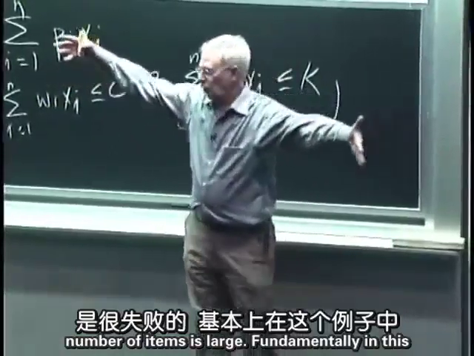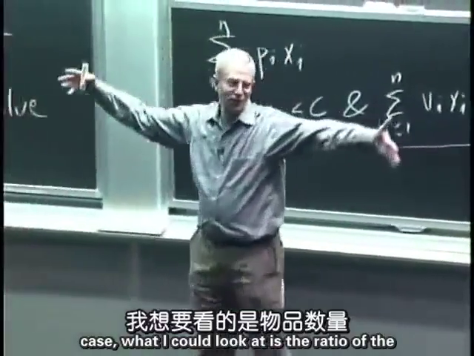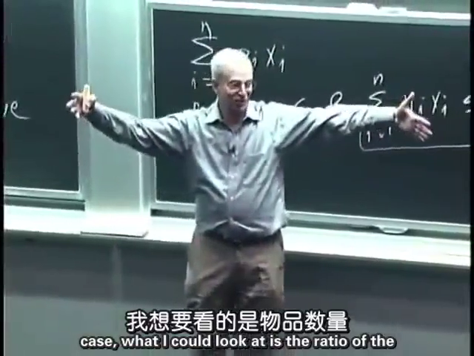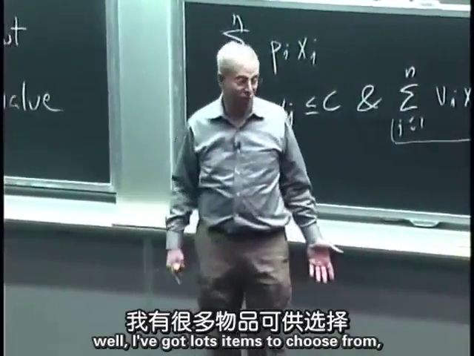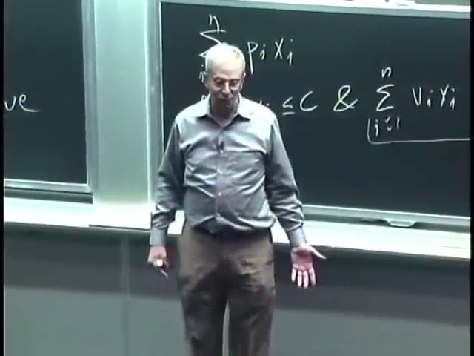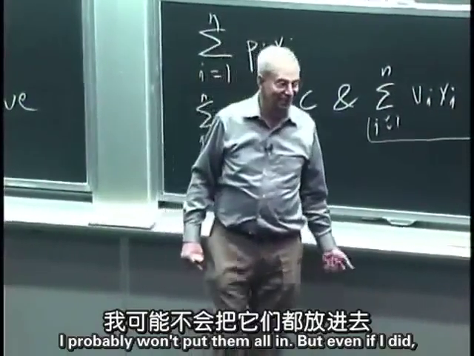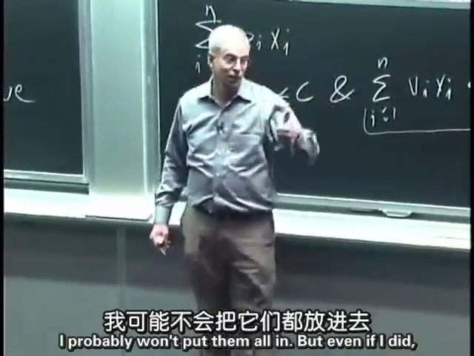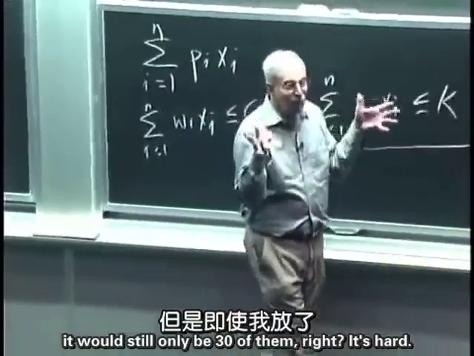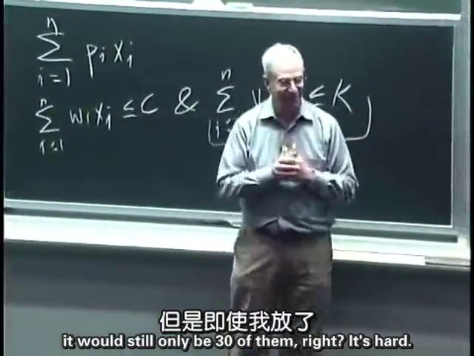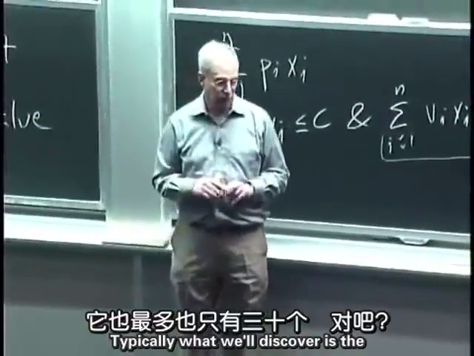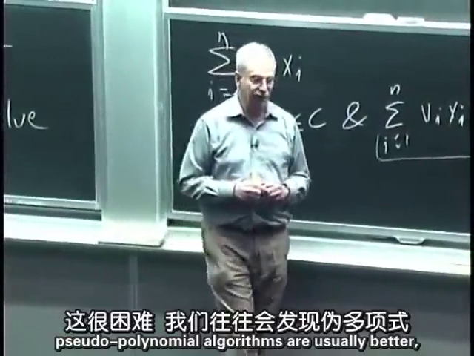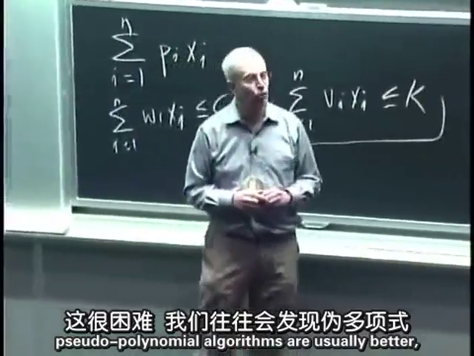Fundamentally, in this case, what I could look at is the ratio of the number of items to the size of the knapsack. Say, well, I've got lots of items to choose from. I probably won't put them all in. But even if I did, it would still only be 30 of them, right? It's hard. Typically, what we'll discover is these pseudo-polynomial algorithms are usually better.